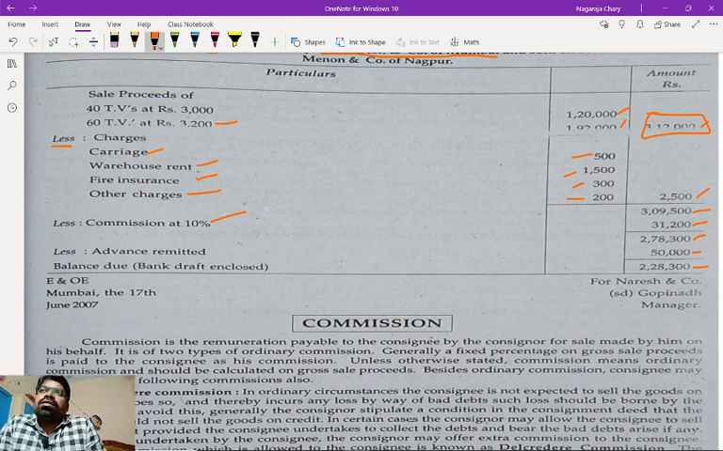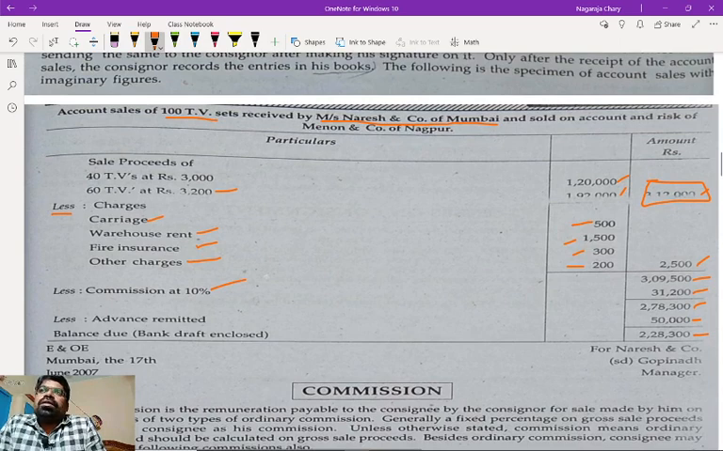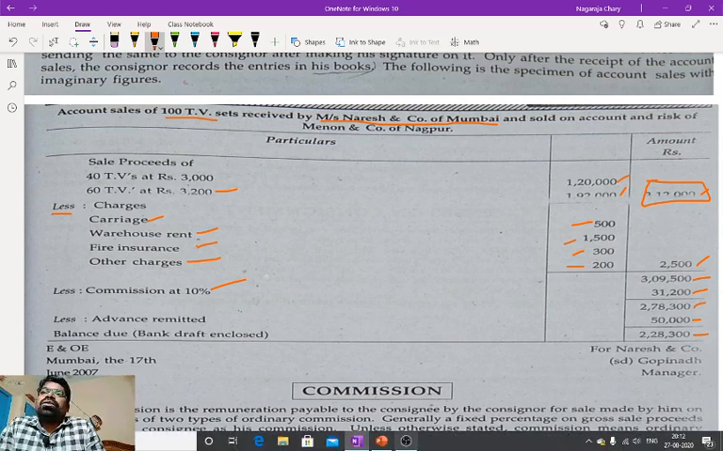So this is what we are observing. This is account sales. Account sales is prepared by the consignee and sent to the consignor. In the next video lesson we will continue, and the remaining topics will be completed.